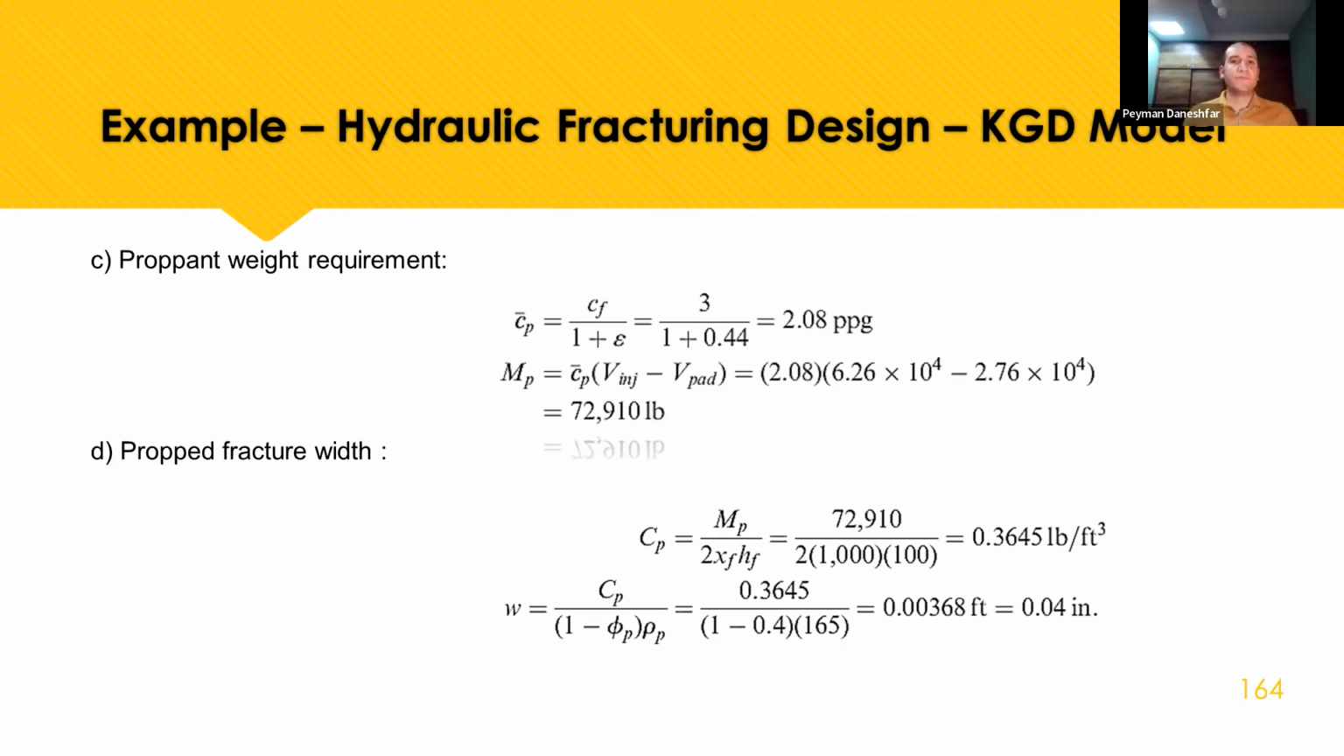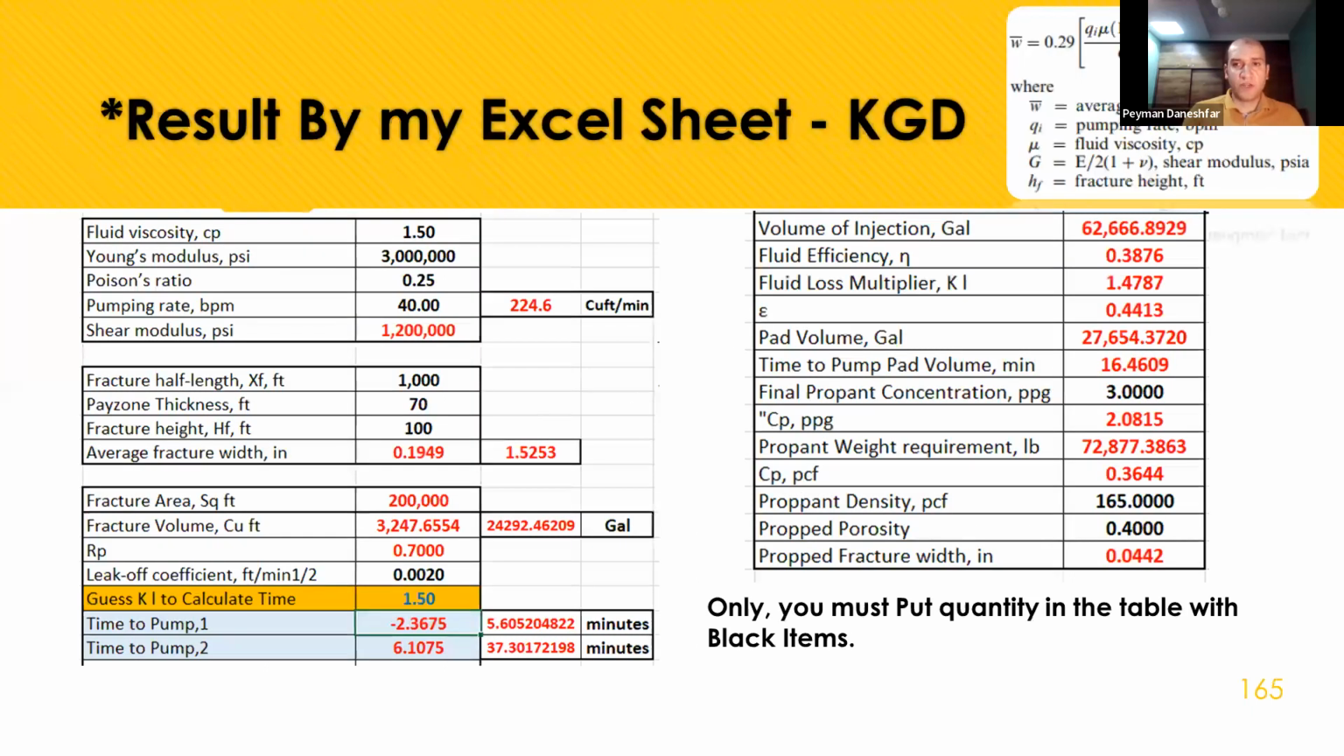After the gradient, we can find the width of the fracture. It is about 0.04 inches, and you can also find it with my Excel sheet. In my Excel sheet, with KGD, our propped fracture width will be about 0.04442, maybe with some mistakes in our reference book.